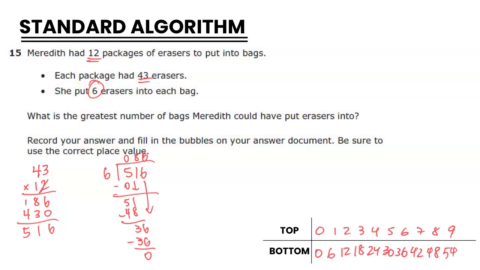And so that means that the greatest number of bags Meredith could have put the erasers into, in this case, is 86. That is my quotient that is on the top up here. You could have students check their answer either by multiplying 86 times 6 to see if they get 516, or by using partial quotients as another method of division to check their answer.